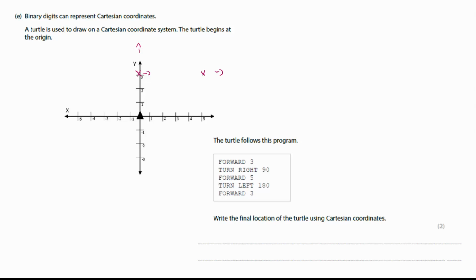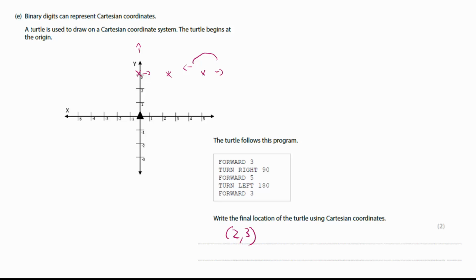It turns left 180 degrees, so it goes to face this direction. Could go right 180 degrees, obviously. And then it goes forward 3, so 1, 2, 3, so it ends up here. So the final coordinates of this is 2, 3. Obviously you write the x coordinate first, and you do it in brackets. You can get a mark for each of these, so it's really easy, each x and y coordinate.